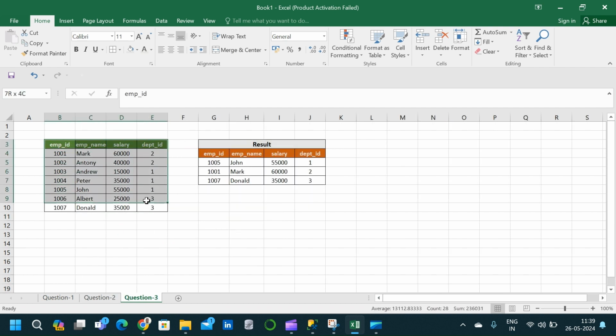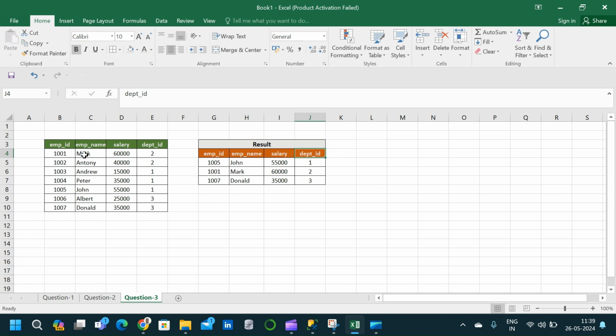So this is our input table which is called the employee table. We have got employee ID, employee name, salary, and department ID. Now in our result table, we require employee ID, employee name, salary, and department ID for which the employee is earning more than their department average salary.